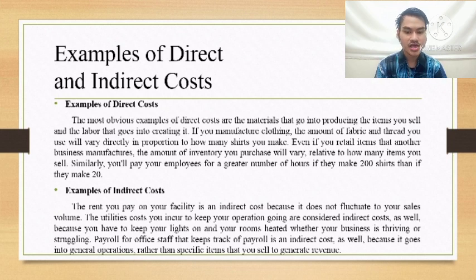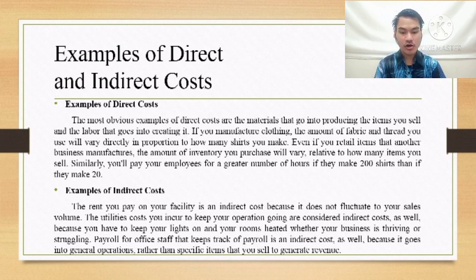Example of direct costs. The most obvious examples of direct costs are the materials that go into producing the item you sell and the labor that goes into creating it. If you manufacture clothing, the amount of fabric and thread you use will vary directly in proportion to how many shirts you make. Even if you retail items that another business manufactures, the amount of inventory you purchase will vary relative to how many items you sell. Similarly, you'll pay your employees for a greater number of hours if they make 200 shirts than if they make 20.